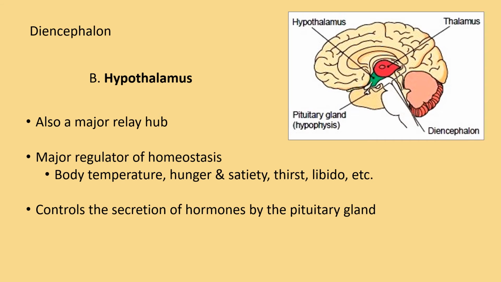Your thirst center, your libido, or your sex drive are controlled by different clusters of neurons, all located within the hypothalamus. And your hypothalamus is physically connected to the pituitary gland. And another job of your hypothalamus is to control the secretion of hormones by the pituitary gland.